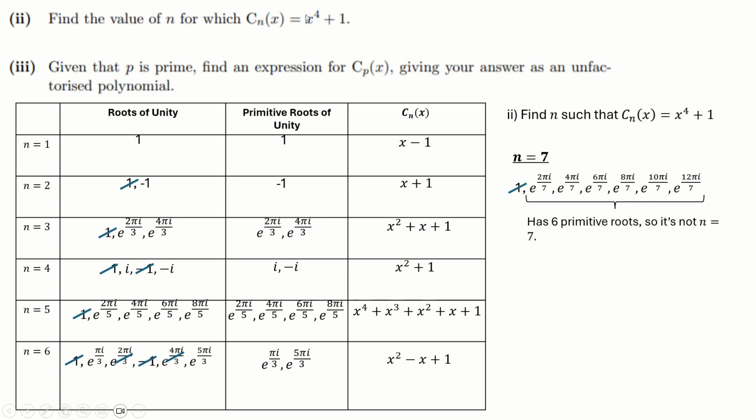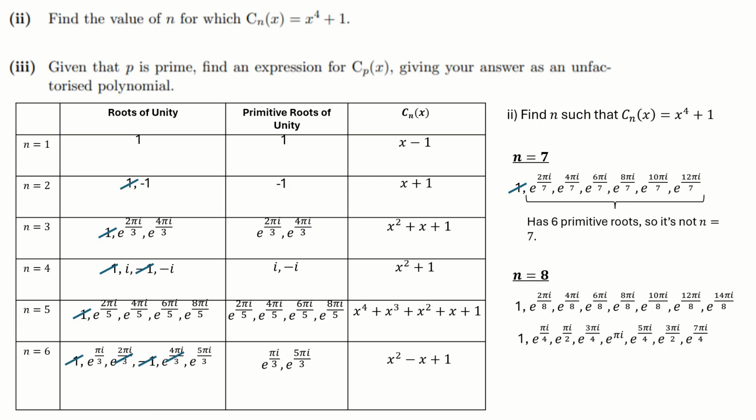And we can't have 6 primitive roots. We want 4 because the polynomial is degree 4. So it can't be n equals 7. So we go on to n equals 8. And we end up with this thing here, of course, just putting 8s everywhere. We cross out the ones that aren't primitive.